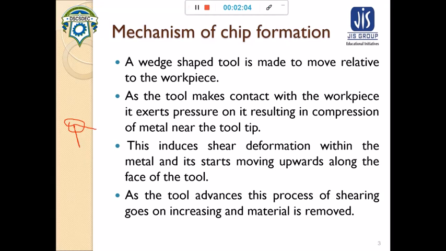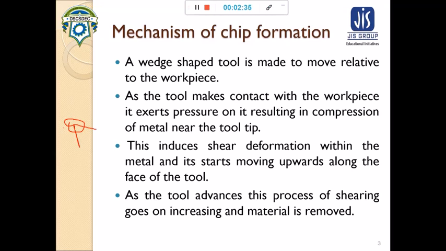When it is forced to move into the workpiece, this tool tip, or nose edge, makes contact with the workpiece and exerts some force on the metal, and that force is compressive in nature. Due to that compressive force, some deformation will occur, and that deformation will induce some shear in the metal.